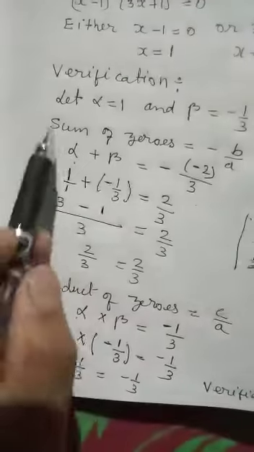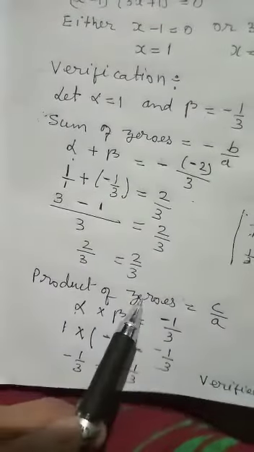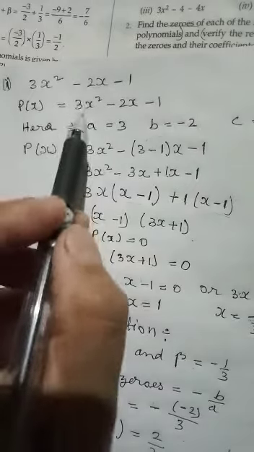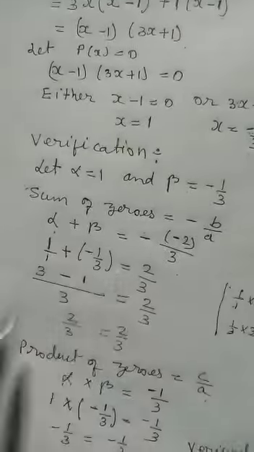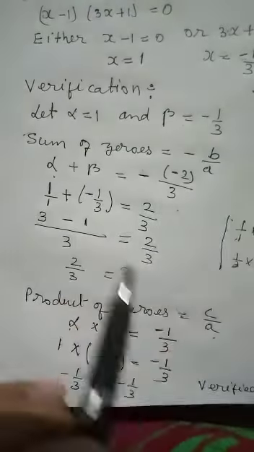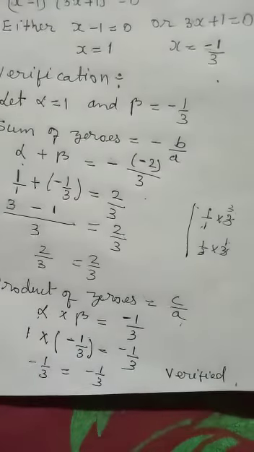Remember, alpha, beta we get from p of x, which we calculate after splitting the middle term. Then sum of zeros equal minus b by a is a formula. Product of zeros equal c by a. C, a you already have from here. A, remember, is the number present with x square. B, the number present with x. C, the constant term. So we have to prove that left hand side equal to right hand side. That means the zeros which we get should be equal to the coefficients of the given polynomial. So we see that in both cases they are equal. So in that way we verified it.